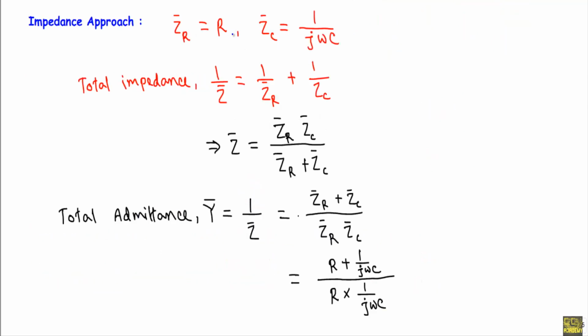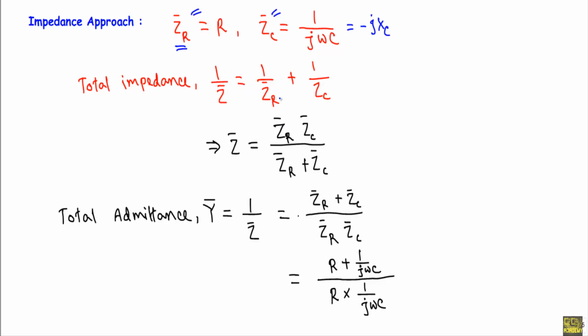Some people like to calculate the total admittance using the branch impedances. In the resistive branch, the impedance ZR is equal to R. In the capacitive branch, the impedance ZC is equal to minus jXC, or 1 over j omega C. As ZR and ZC are connected in parallel, the total impedance can be written as 1 over Z equal to 1 over ZR plus 1 over ZC.